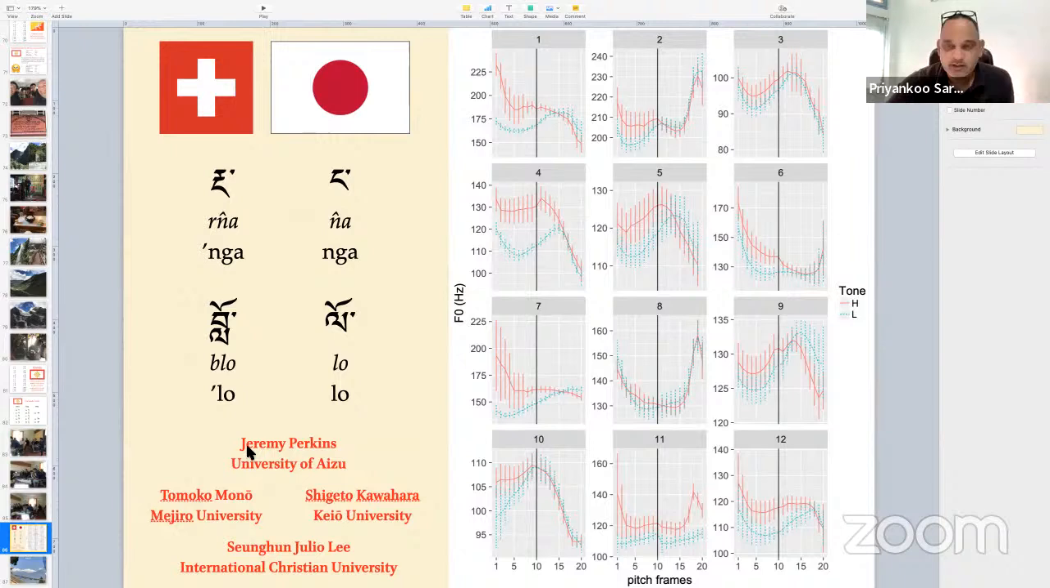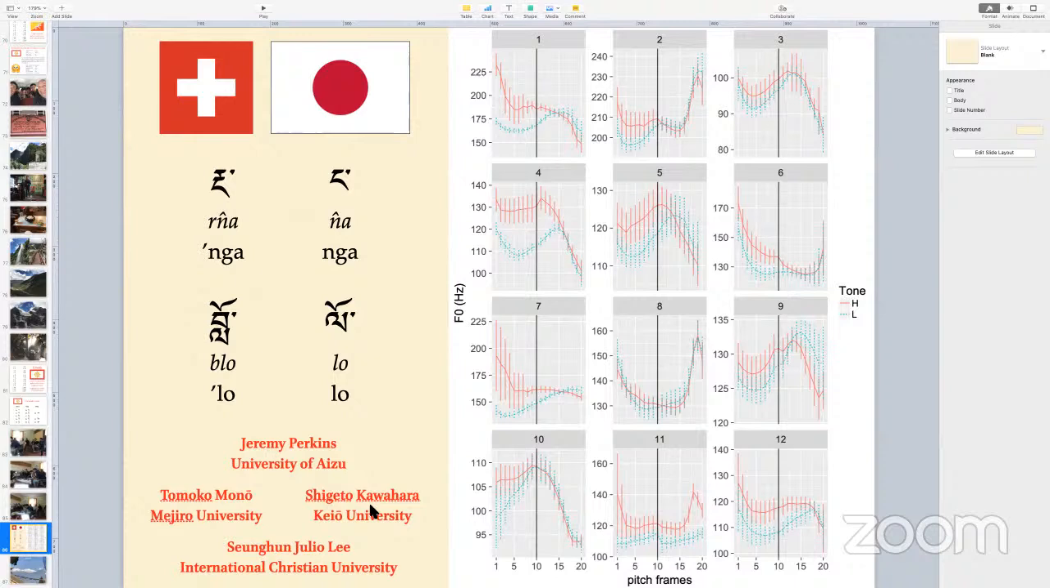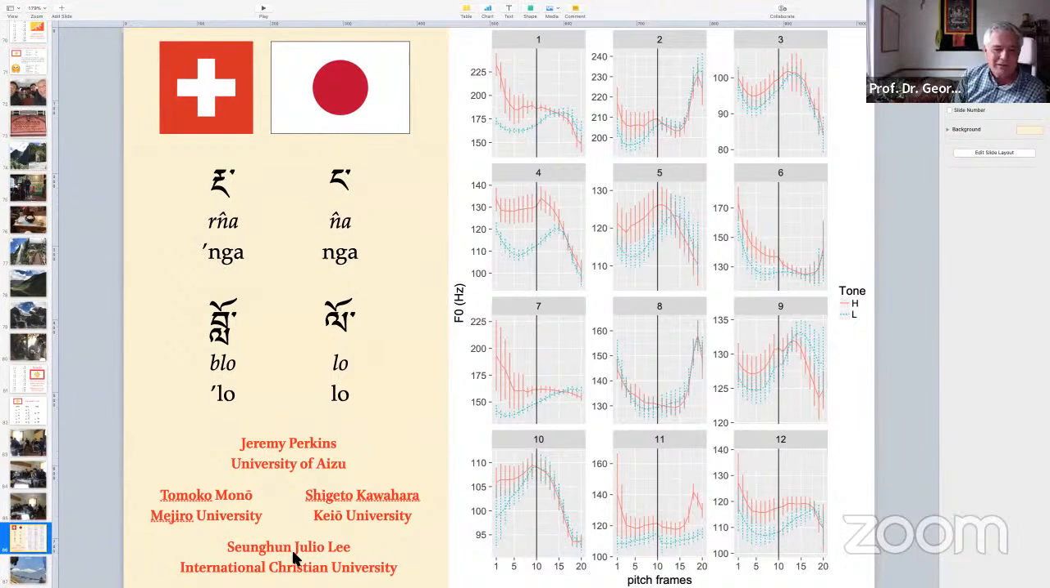Okay. Tomoko and Shigeto are both Japanese. I thought that I saw someone else's name. Tomoko and Shigeto are both actually Japanese. Yeah, Shigeto and Tomoko are there. Japanese, yes. I was saying, but I was looking at Jeremy and Sungwon, and of course.